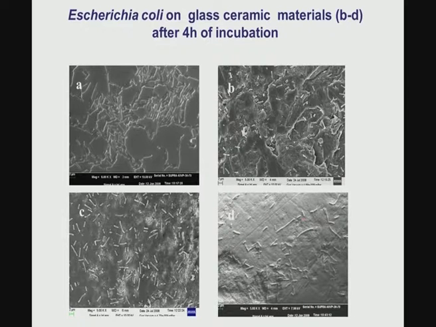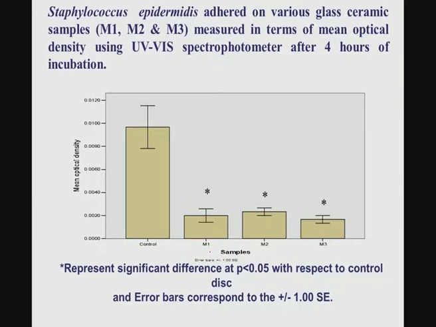As I said in earlier modules also, in order to establish the antibacterial property, one has to use two bacterial strains, and indeed we have used two bacterial strains. One is Staphylococcus aureus, and the other is E. coli, Escherichia coli. In E. coli also we have seen a smaller number of bacteria growing or adhering on the material substrates like M1, M2, M3, and particularly on M3 even fewer bacteria are present.